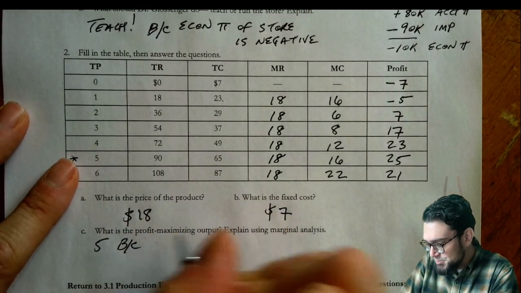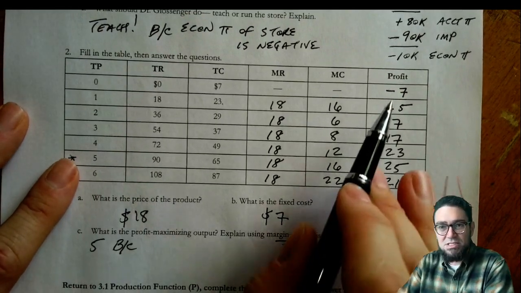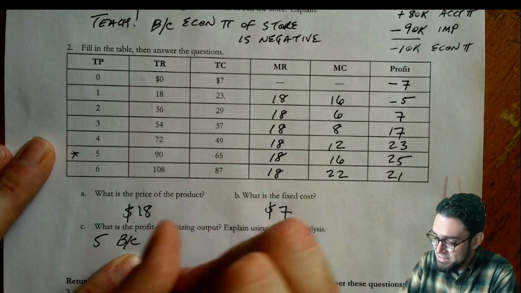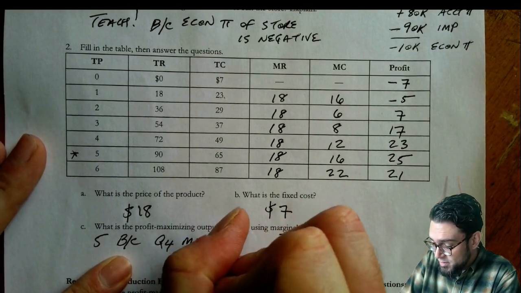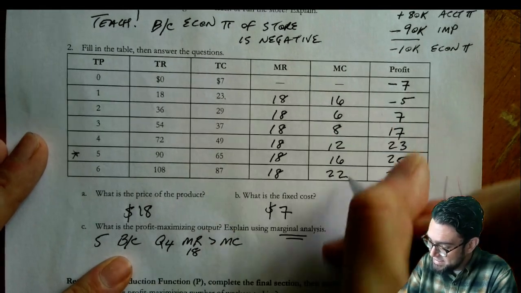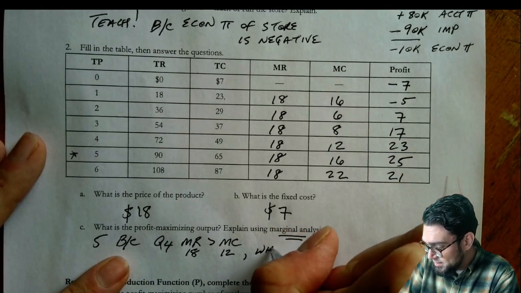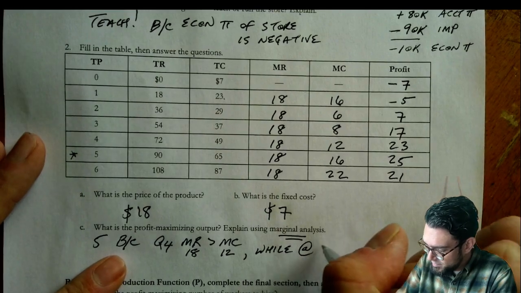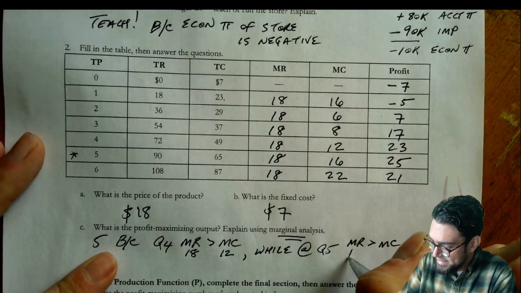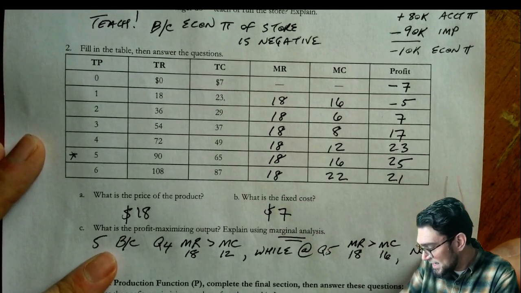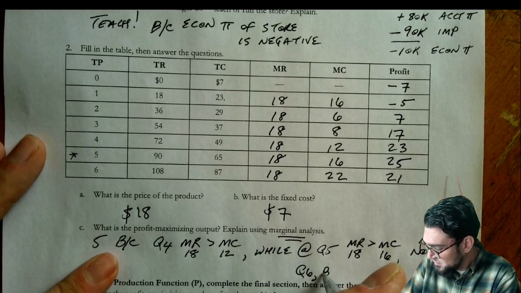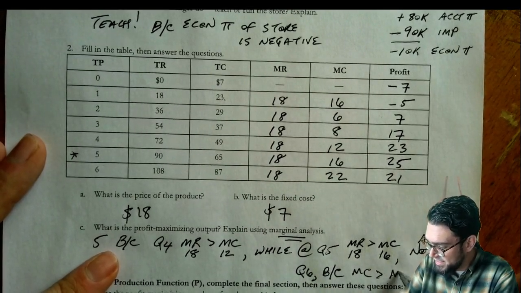My marginal analysis explanation, because that's the important part here, it's got to be that. I can't just say, well, I did these numbers, and obviously that's the biggest one. Right? That doesn't count. You have to say because at Q4, the MR is greater than the MC, so that's 18 and 12, while at Q5, MR is closest to MC at 18 versus 16, and not do quantity 6 because the MC is bigger than the MR.